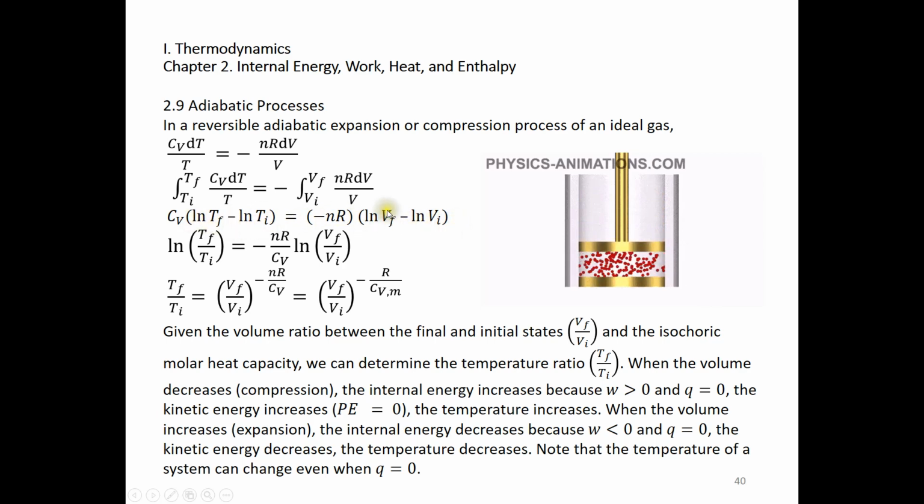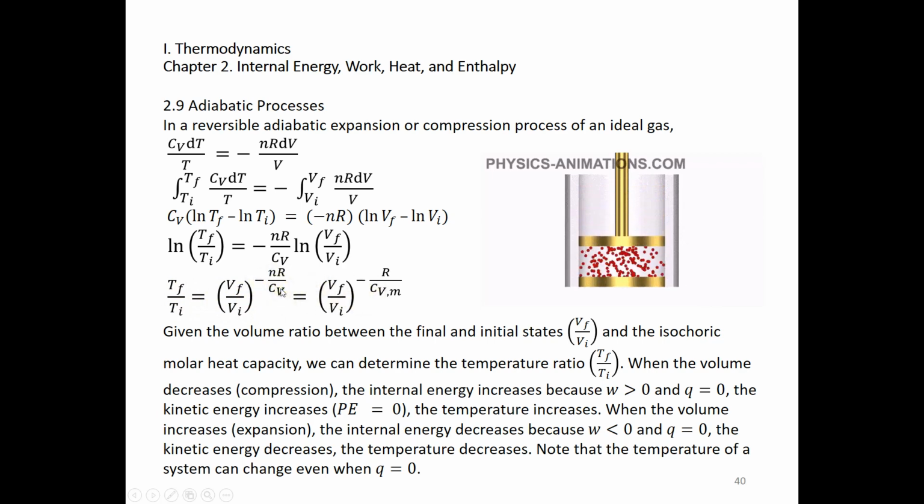We need to know how to deal with logarithms. The difference between two logarithms is the logarithm of a division. So we have this here, and we have ln V final over V initial on the right hand side. Both sides divided by CV, and then we have this equation. And now, again, if we raise e to the power of this logarithm and e to the power of this logarithm, we get this equation. T final over T initial is equal to V final over V initial to the power of negative nR over CV.